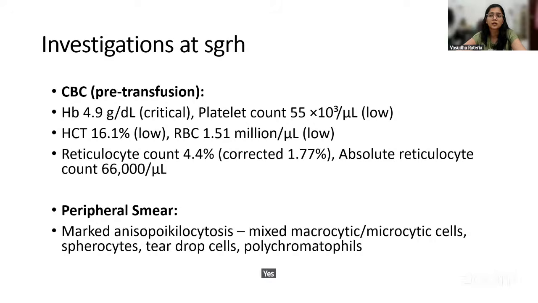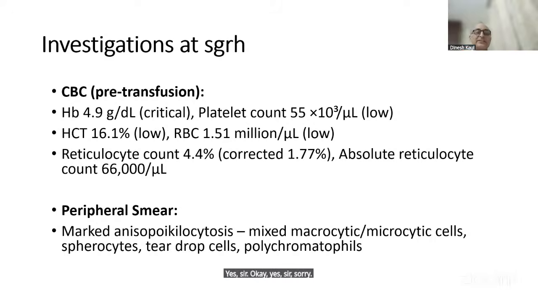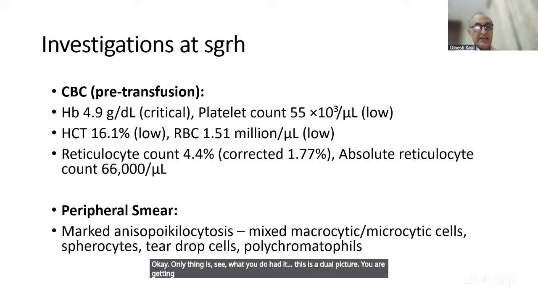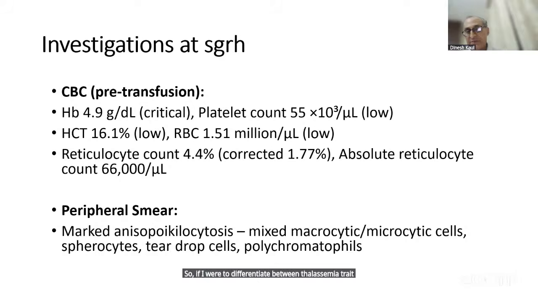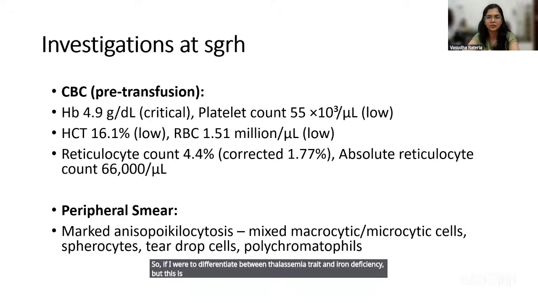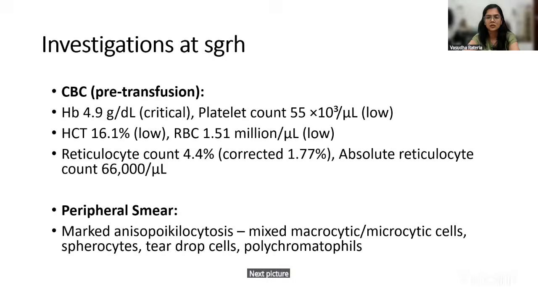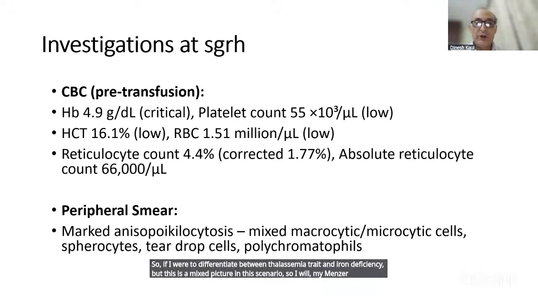Only thing is, see what you do, this is a dual picture. This child has a thalassemia trait as well as an iron deficiency anemia. If I were to differentiate between thalassemia trait and iron deficiency, but this is a mixed picture in this scenario, so my Mentzer index may not be really applicable at this point.